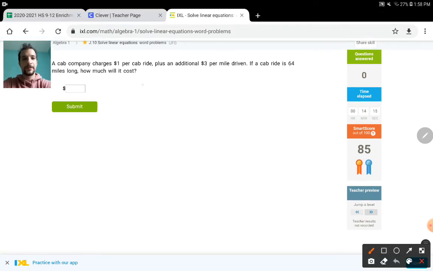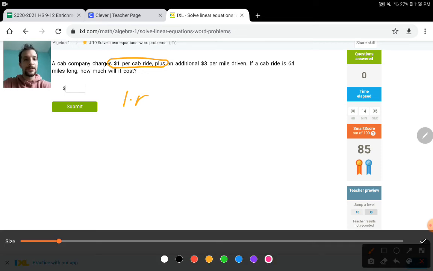Let me just activate the pen. $1 per ride. Right now, I don't know how many rides we are talking about, so that's why I plugged in a variable for the number of rides because of this expression. $1 per cab ride, plus an additional $3 per mile. $3 per mile, right? If a cab ride is 64 miles long, what am I going to do with that 64 miles? So this is the number of miles.